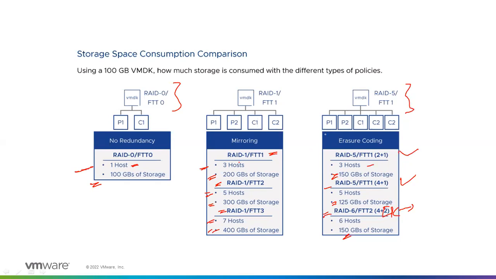But again, it's a minimum. What would the best practice say? We should have 2 plus 1 plus 1 as a spare. Same way, 4 plus 1 plus 1 as a spare. Plus 1 I'm just writing for the parity purpose, right? Plus 1 for hot spare, kind of. And 4 plus 2, 4 data plus 2 parity.